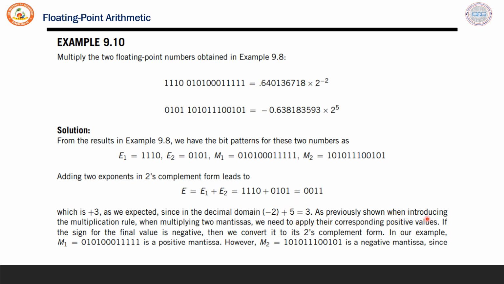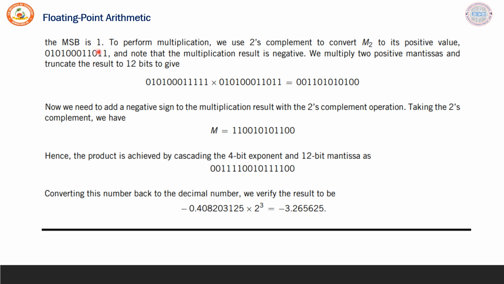As previously shown, when introducing the multiplication rule, when multiplying two mantissas, we need to apply their corresponding positive values. If the sign for the final value is negative, then we convert using the 2's complement method. In our example, M1 is this much, it's a positive mantissa. However, the second one, M2, is a negative mantissa, and since the MSB is 1, it is obviously negative. To perform multiplication, we use 2's complement to convert M2 to its positive value, that is shown here, and the multiplication result should be negative.